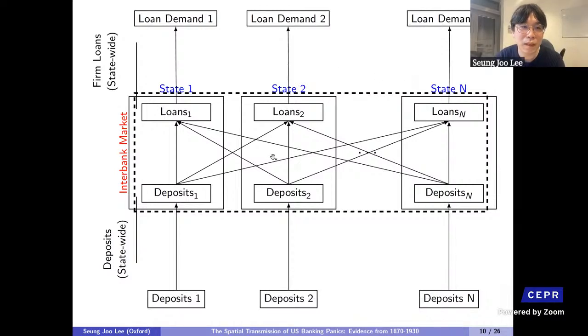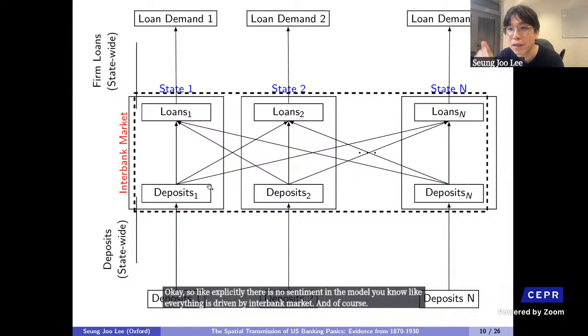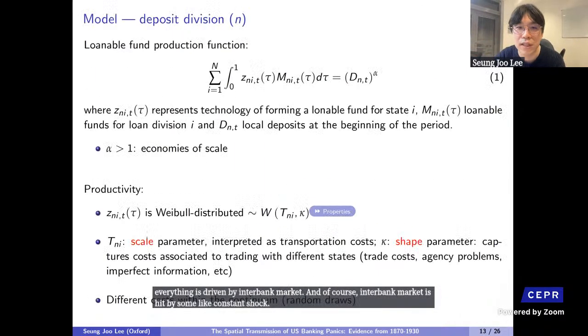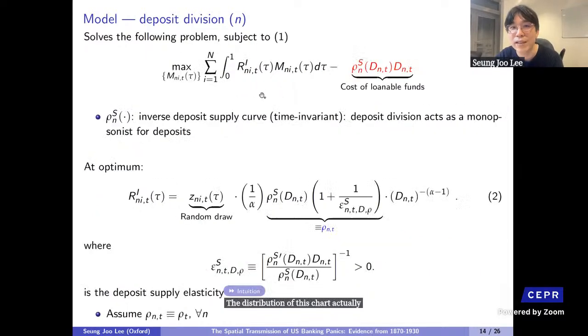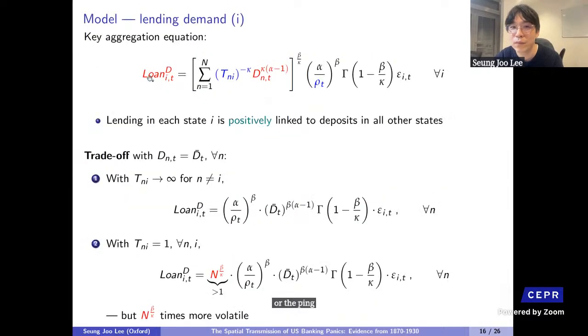Okay, so explicitly there is no sentiment in the model. Everything is driven by the interbank market. And of course, the interbank market is hit by some constant shock series. As you see here, this is a transaction cost. We are interpreting this Z shock as how hard it is for you to make a loan to a different state bank. The parameter that governs the distribution of this shock affects everything here. You can see the loan in state I is affected by this T and I parameter, and you can think of this T and I as some kind of sentiment transmission, actually.